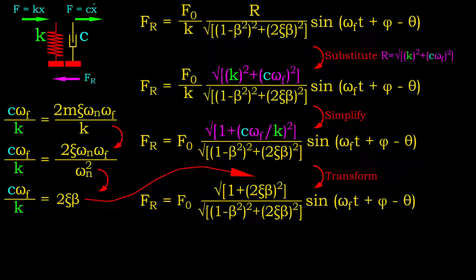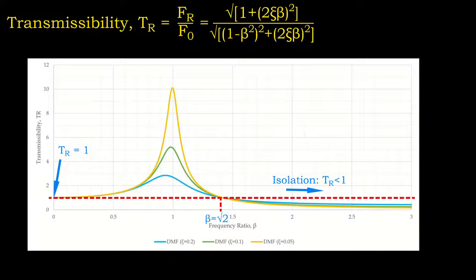Recalling the steps we took to transform R into a term that consists of the damping ratio and frequency ratio, we obtain the final form of the equilibrium equation. Similar to motion transmissibility, we introduce the term force transmissibility. It is the ratio of base reaction force to the amplitude of the applied harmonic load.